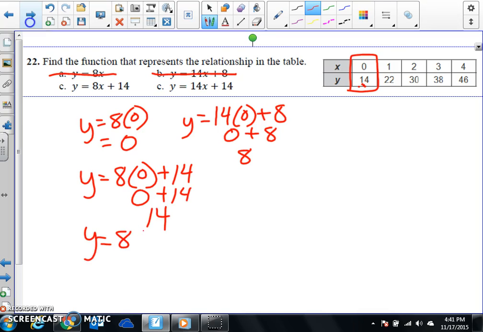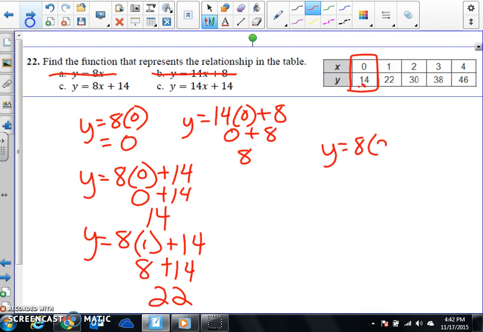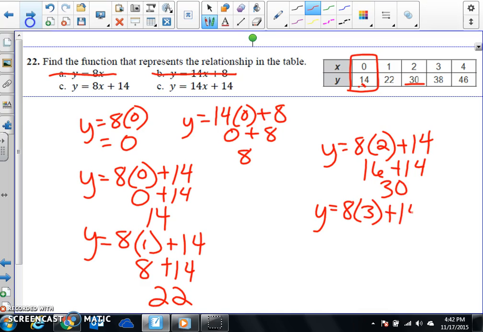y equals 8 times, now let's do the next one, 1 plus 14. 8 plus 14 is 22. So that works. Let's do the next one, 2. y equals 8 times 2 plus 14. 16 plus 14 is 30. That works. y equals 8 times 3 plus 14.